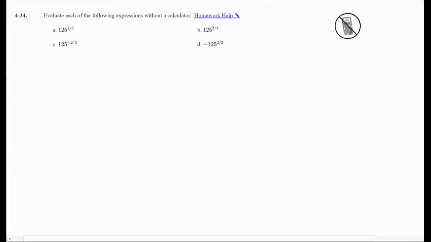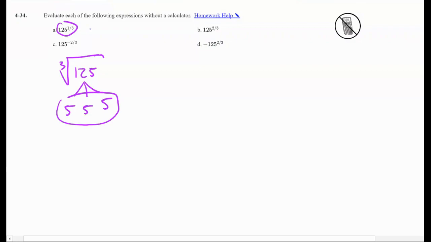So here we're asked to evaluate each of the following expressions without a calculator. So 125 to the power of 1/3. Power of 1/3 is the same thing as saying the cube root. So what multiplies by itself 3 times to get to 125? And that would be 5 for the first one.